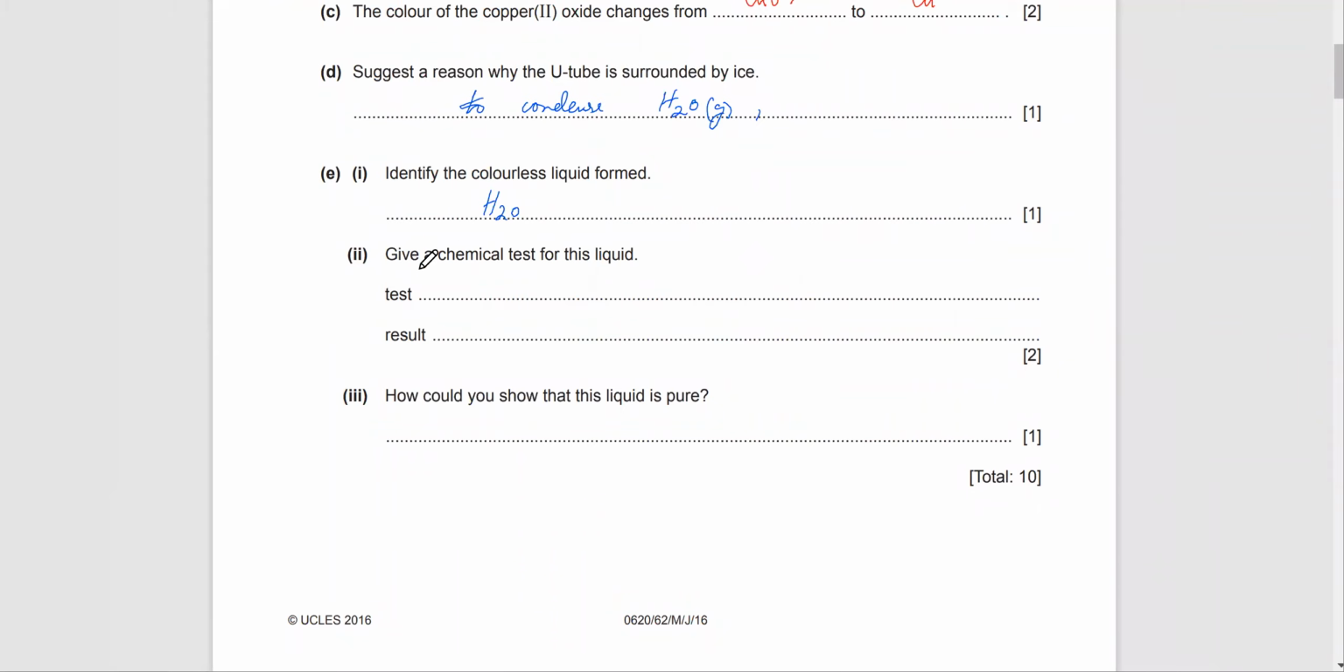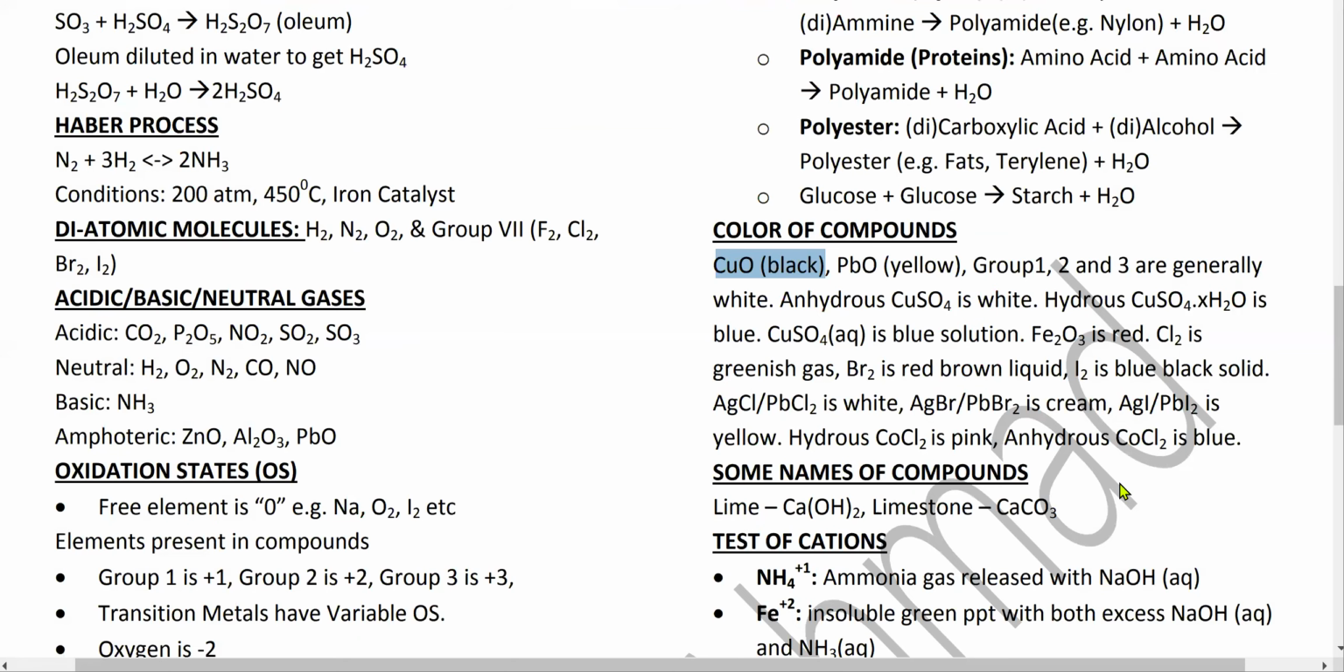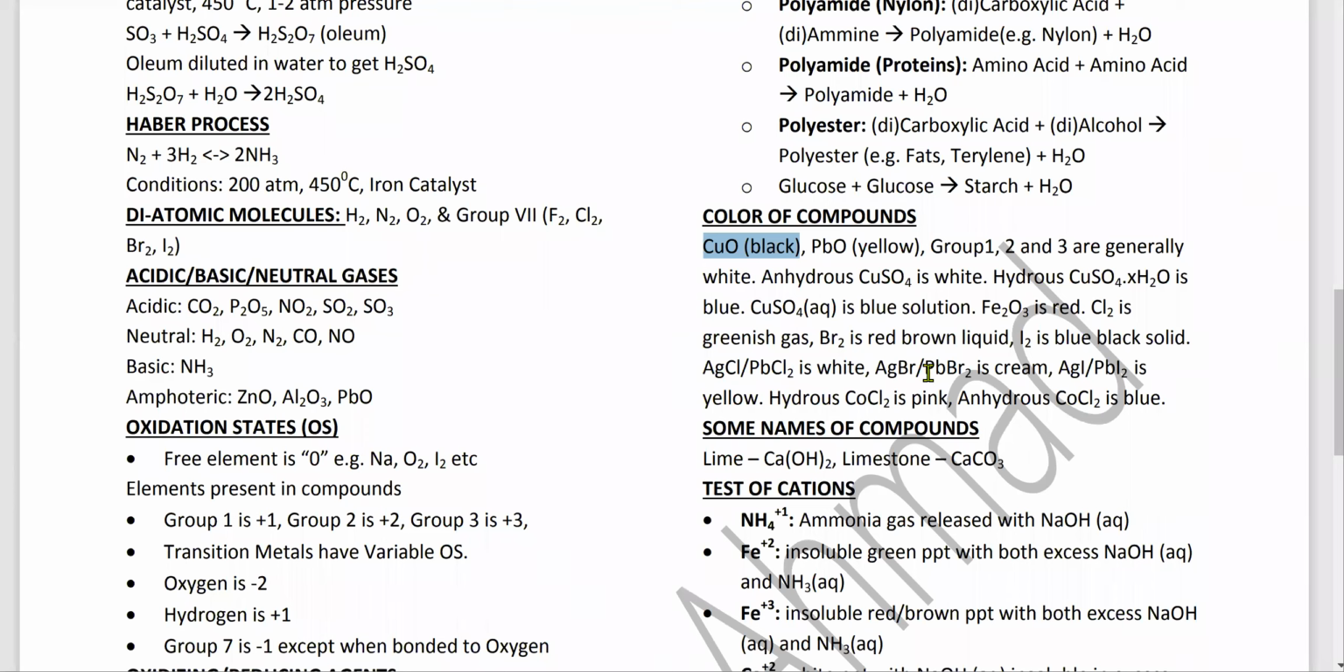Give a chemical test for this liquid. So the chemical test for liquid water is, again, I'm going to refer to the data sheet. Remember this chemical test. Hydrous cobalt chloride is pink in color, and anhydrous cobalt chloride is blue in color. Anhydrous means without water, it's blue in color, with water it is pink in color. So that is the chemical test for water.